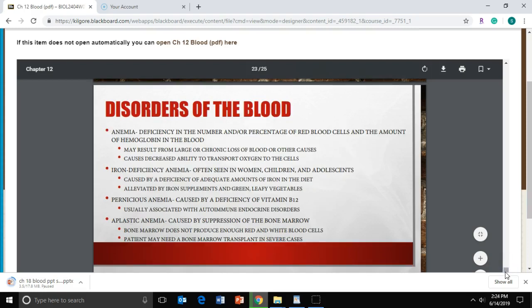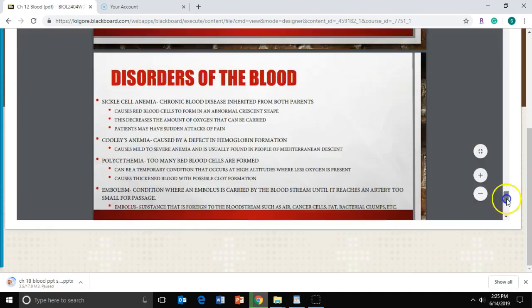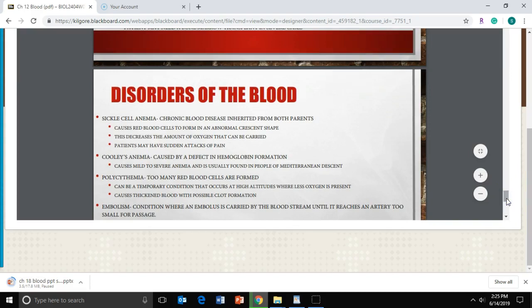Something else I want you to know is anemia, which is a deficiency in the number and/or percentage of red blood cells and the amount of hemoglobin in the blood. If you think about it, if you have anemia, you're not going to have as many red blood cells or as much hemoglobin to transport oxygen. And this is what leads to the problems with people that have anemia. And obviously there's many different kinds of anemia.